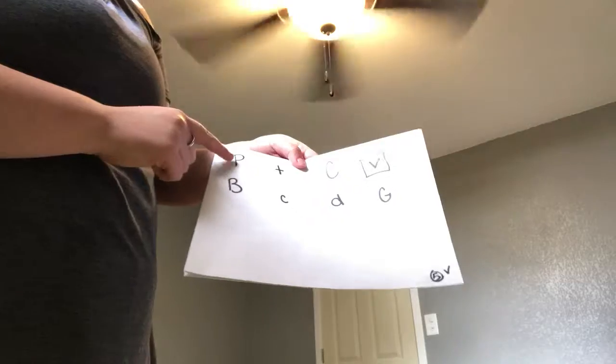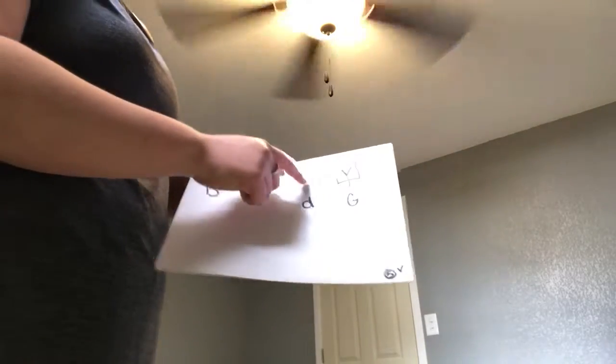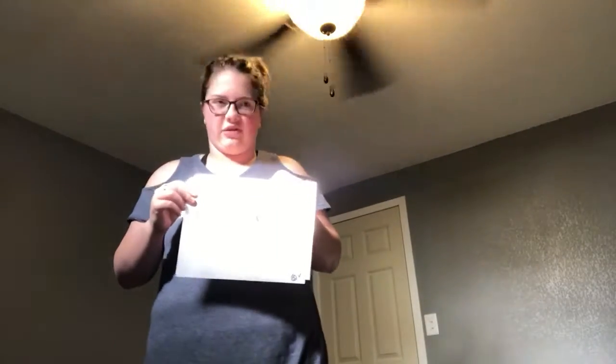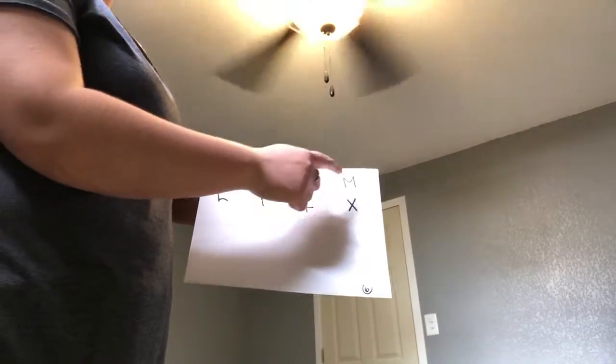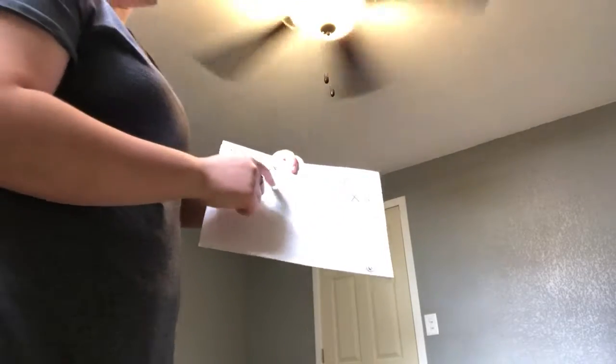Okay, now we are going to look at letters where the last sound in the letter name is the sound the letter makes. So we're going to look at these letters right here. We have P, T, C, V, B, C, D, and G. These were our first set of letters, which is the first in the letter name. Now we're going to look at our second set of letters. We have N, X, S, M, L, R, F, and X.